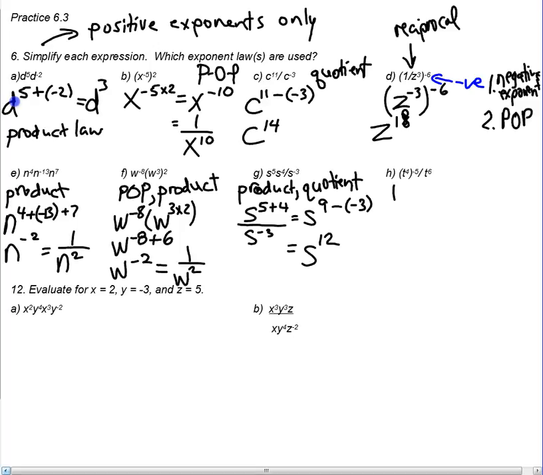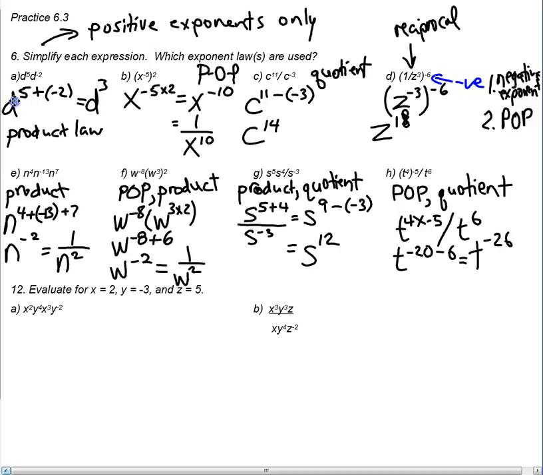Okay, in H we have power of a power, followed by quotient. So this would be t to the 4 times negative 5 all over t to the 6. So that's t to the negative 20, subtract 6, which is t to the negative 26, which will be 1 over the reciprocal of the base to the positive exponent.